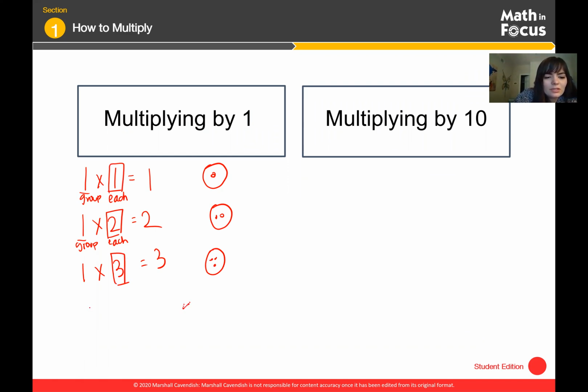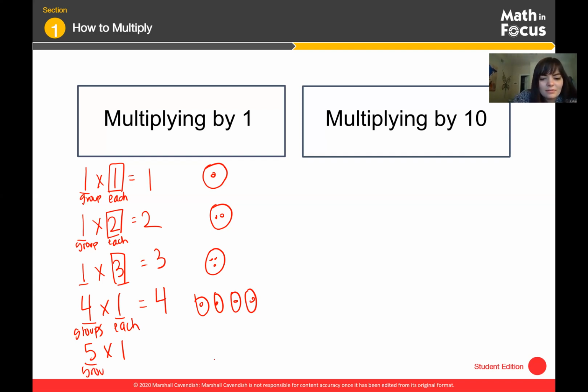Now, if I do 4 times 1, if I have the 4 first, it's going to be similar. Instead of one group, I have 4 groups. Right? I'm going to have 1, 2, 3, 4. But how many do I have in each? 1. And so the answer is still 4. What about 5 times 1? Well, I have how many groups? 5. 1, 2, 3, 4, 5. And I have 1 in each. So once again, it's 5.